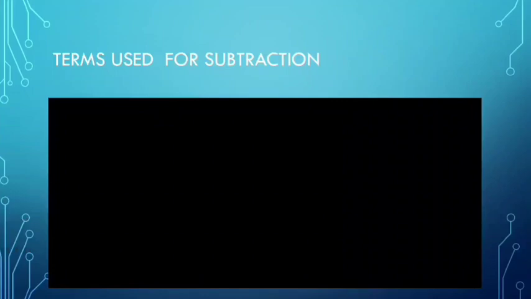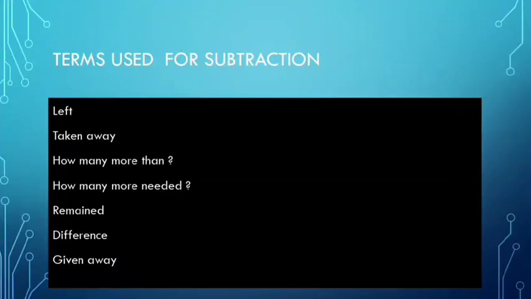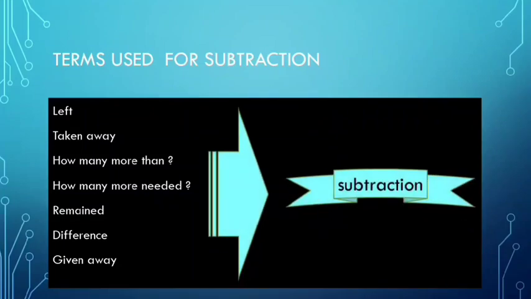Now there is one more thing that we should remember. There are certain terms that we use for subtraction. We need to remember all the terms. What are those terms? Left, taken away, how many more than, how many more needed, remained, difference, given away. All these terms are used for subtraction. If in a word problem statement any of these terms are used, it means we need to subtract in that sum. All these terms imply subtraction.